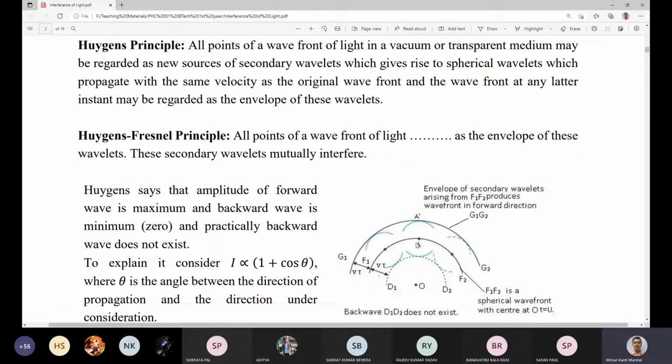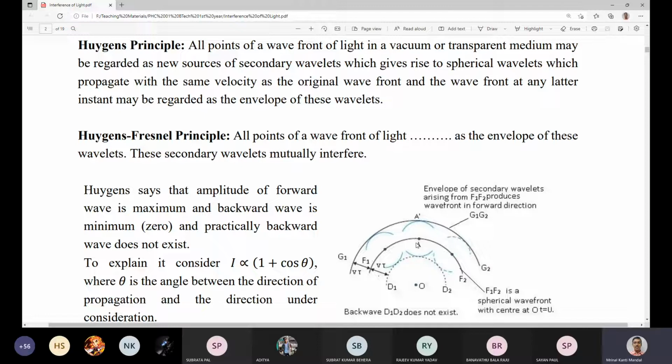So according to Huygens principle, all points of a wavefront of light in vacuum or in a transparent medium may be regarded as new sources of secondary wavelets, which give rise to spherical wavelets that propagate with the same velocity as the original wavefront, and the wavefront at any later instant may be regarded as the envelope of these secondary wavelets. Right? So if you disturb a particular wavefront, then it will produce spherical secondary wavelets. These wavelets will give the wavefront at any later instant. Right? So this is the Huygens principle.